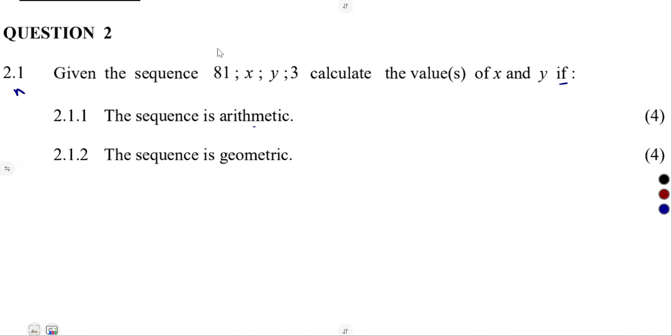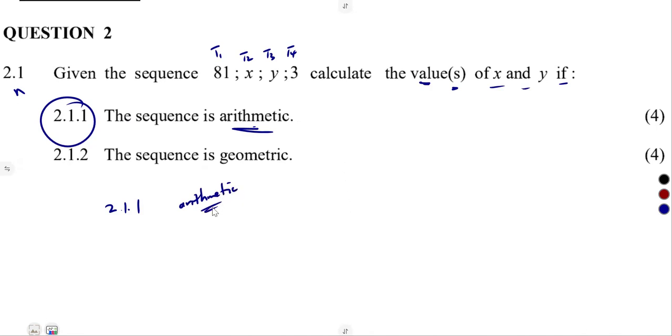Remember the terms: first term, second term, third term, fourth term, and so on. So they are saying if the sequence is arithmetic, we must calculate the value or values of x and y. If it is what? Arithmetic. So what is it that we understand for an arithmetic sequence, where it is linear? It is about the constant difference, which is the same throughout.